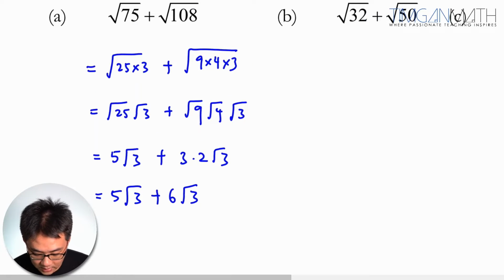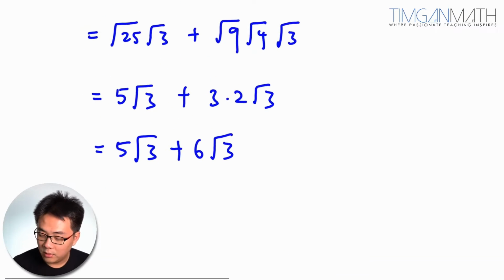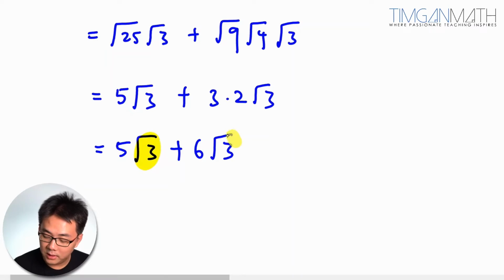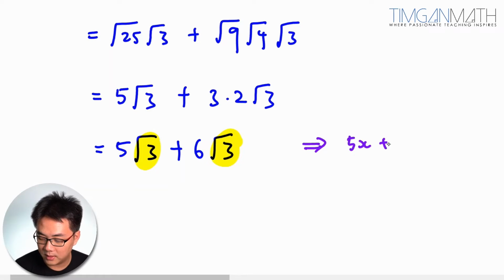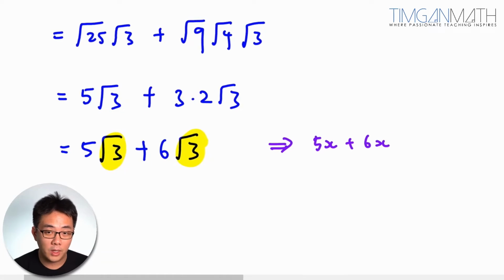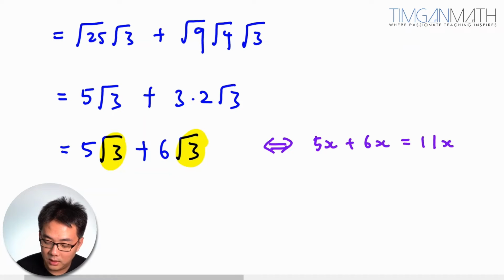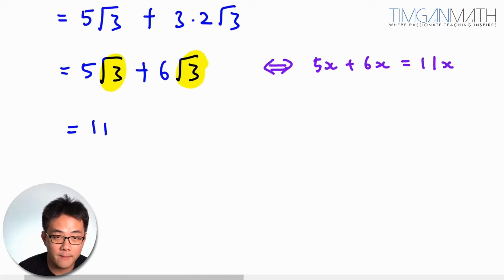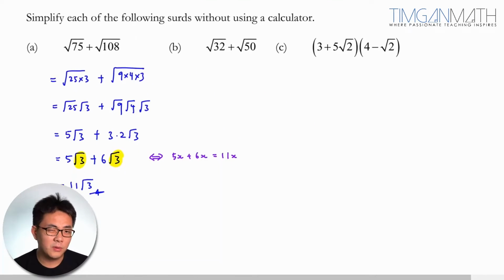So how do you write this out? To simplify this, remember that you just see root 3 as the next term. This is equivalent to, if you have 5x plus 6x, what will you write? Your x now is root 3, so this is actually 11x. It's the same thing. You must be able to tell that this is actually 11 root 3. All right, that's how we do the first part.